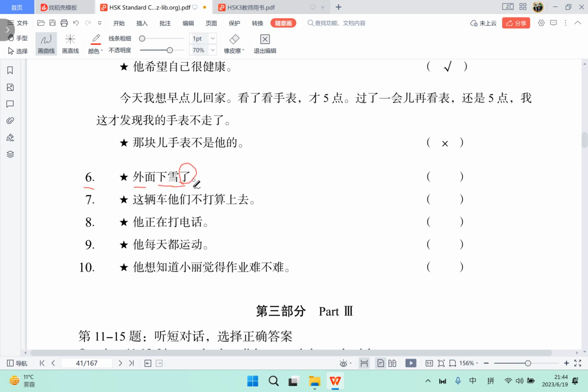And before it is not, but now it is snowing now. Okay, and number 7, 第七个这辆车, so this car, 他们不打算上去, they don't plan to board this car. So this is also the whole sentence play as the predicate, so typical structure in Chinese language. So this 这辆车 here is the subject, but it's more like a topic here. So 这辆车, what about this car? They don't want to board, they don't want to step on this car.